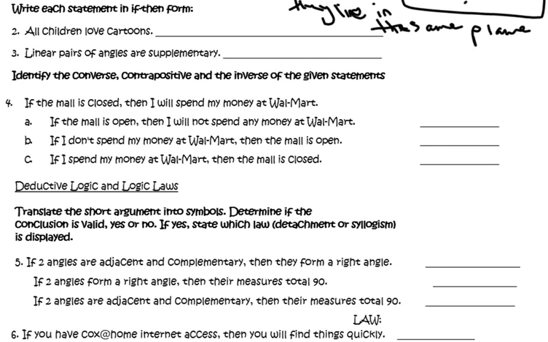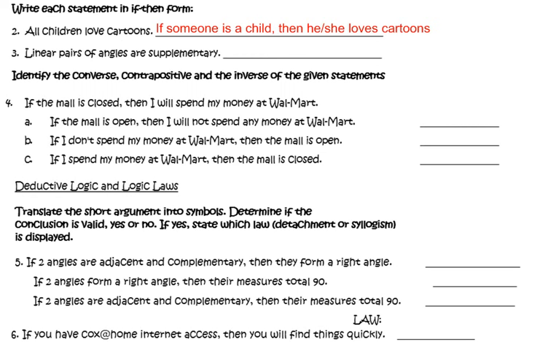Alright, number 2, we just want to write the statement in if then form. So all children loving cartoons. You want to say something along the lines of if you are a child, or if someone is a child, or if there are children, then they love cartoons. You just have to make sure that your if-then statement makes sense.